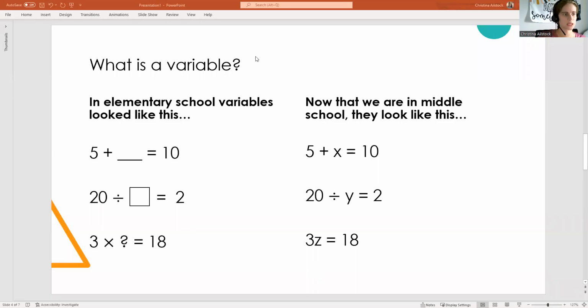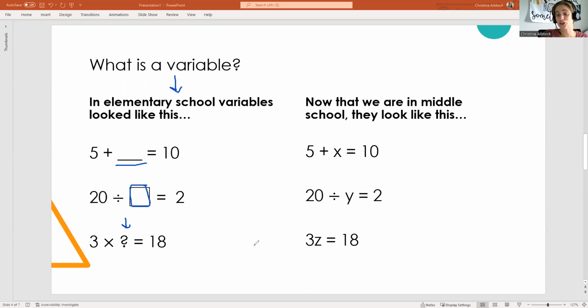So here, if we look on the left, in elementary school, your teacher would do variables. They would represent unknown values in typically one of these ways. They'd just put a blank, and you'd have to figure out what the unknown value is, what goes in that blank. Or maybe they do a little box, or sometimes even just simply a question mark.